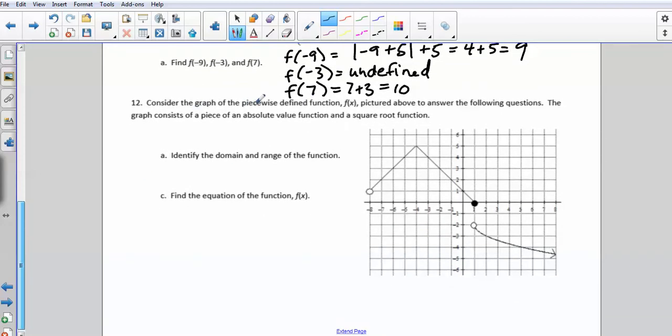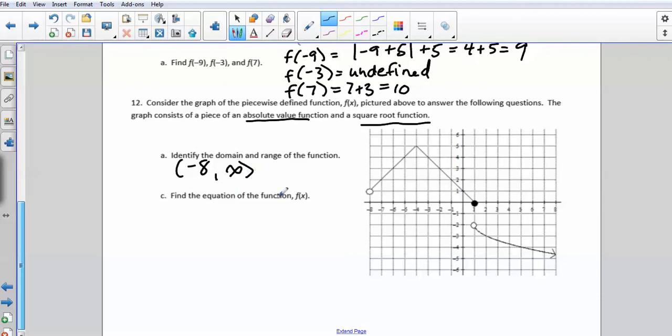Okay. Consider the graph of the piecewise function pictured to answer the following questions. The graph consists of a piece of an absolute value function and a square root function. All right, domain and range. Domain is left to right. I'm following along starting at -8. Just after -8 because we don't include that value. We get to 1 and I have to jump down here, but that's okay because I'm not leaving anything out of the domain. When I jump down, I continue on to infinity. So my domain is -8 to infinity, not including -8.